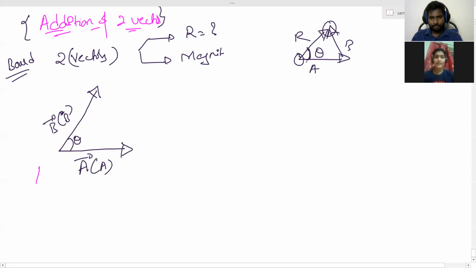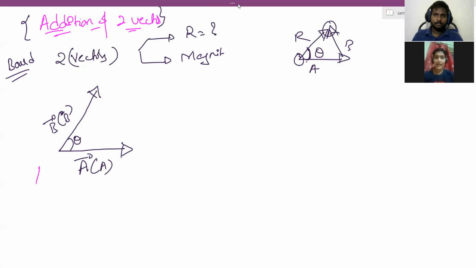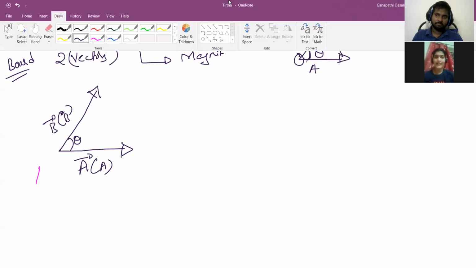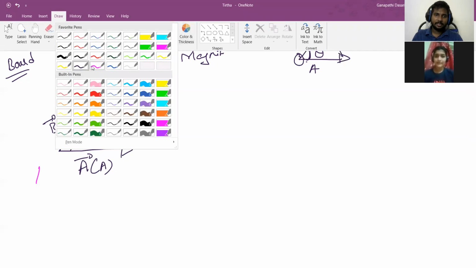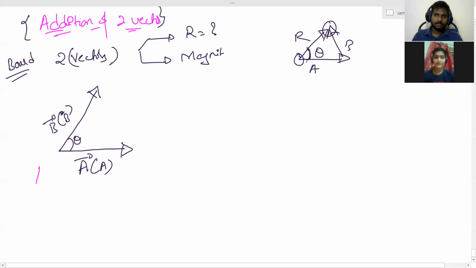By joining tail to tail and head to head, and adding the two vectors. Is it tail to tail and head to head? So we have to shift it and then only we have to add. The point is, the tail should be kept on the head of the other vector for adding, you remember?